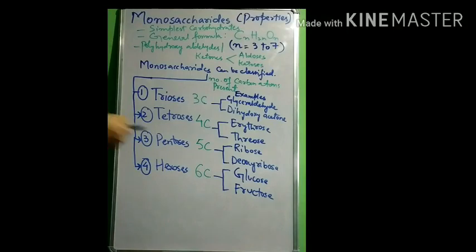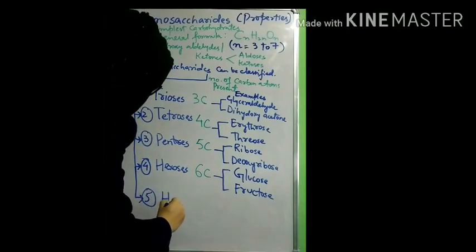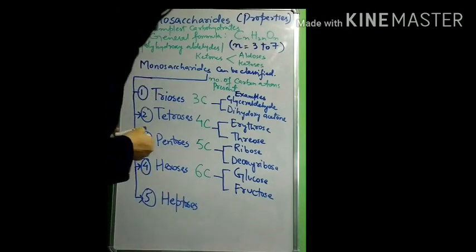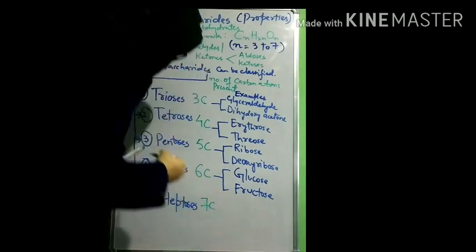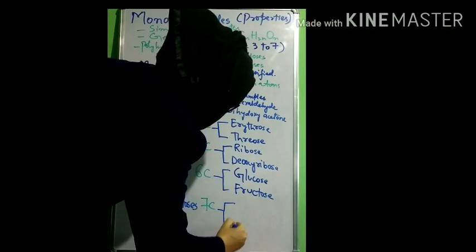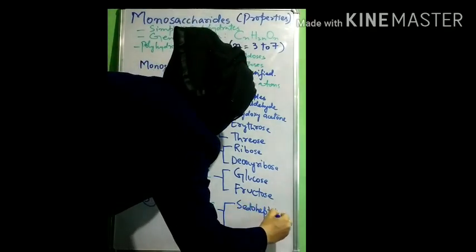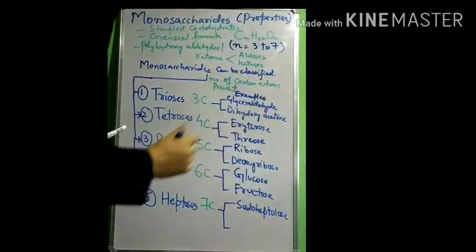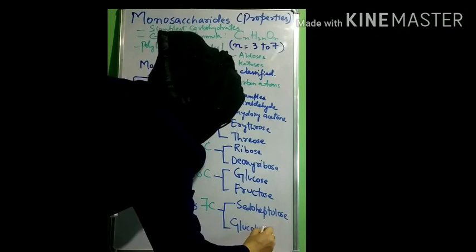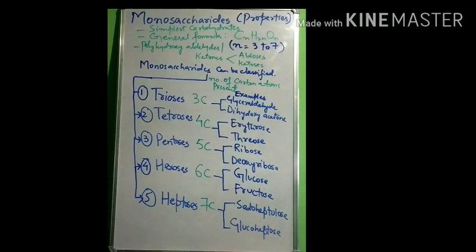The fifth and last category is the heptoses. Heptoses have 7 carbons. Some of the examples I'll be giving: you have a compound called pseudoheptulose, which contains 7 carbon atoms, and a compound called glucoheptose, which contains 7 carbon atoms.